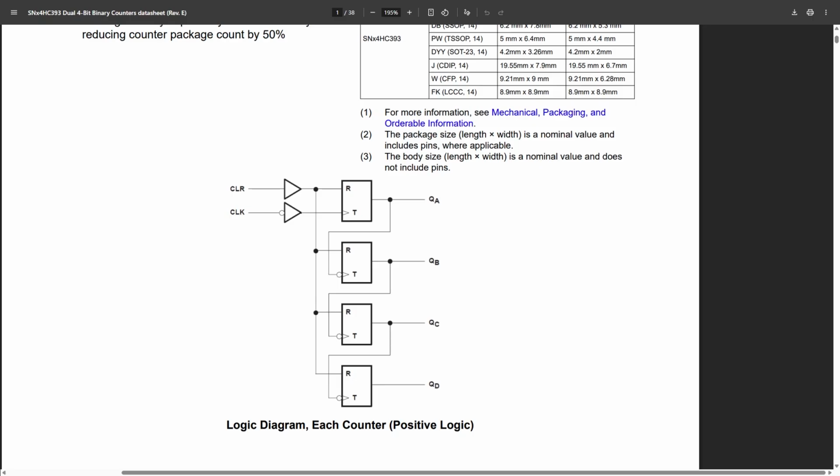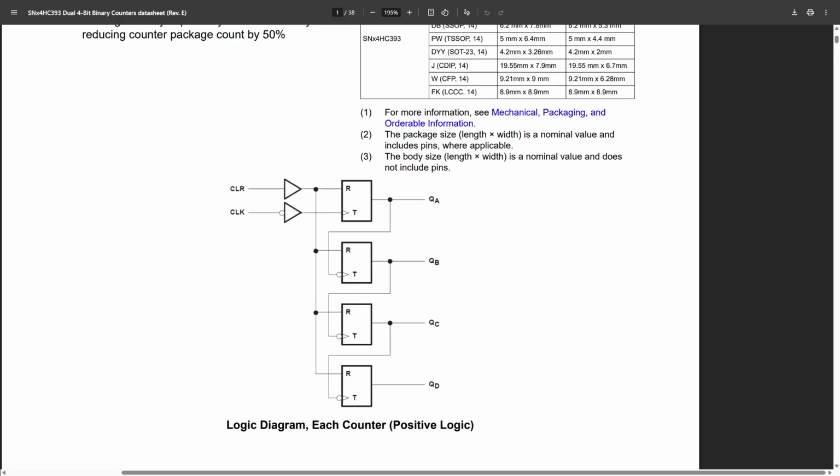Well, we're moving in powers of 2. QA toggles every cycle, QB every 2 cycles, QC every 4 cycles, QD every 8 cycles. The next flip-flop will toggle every 16 cycles. Now, what if we connect QD to the CLK signal of a different counter? Would it work the same as putting another flip-flop down the chain?